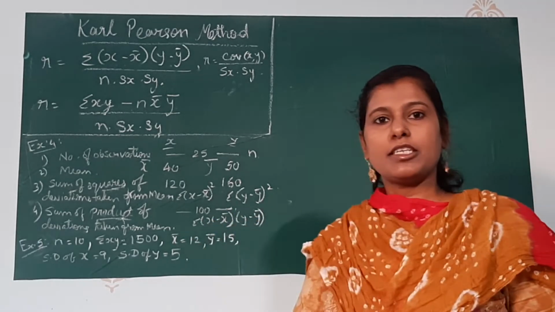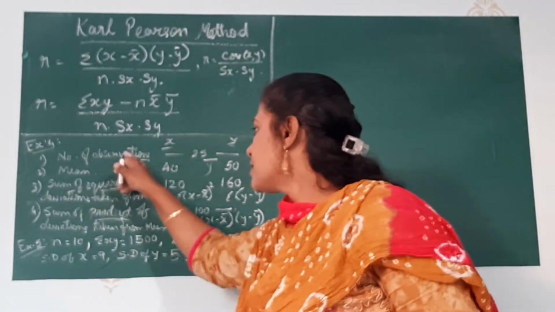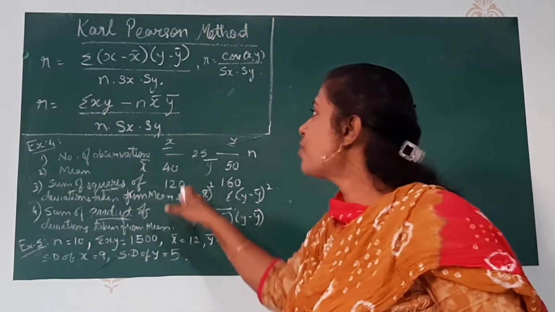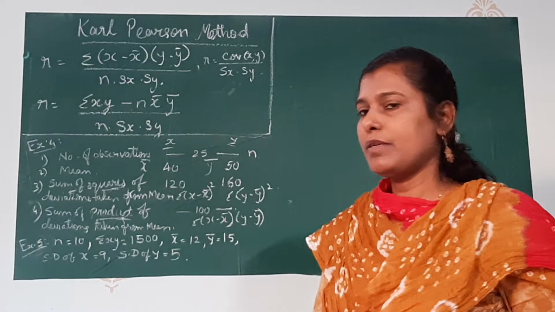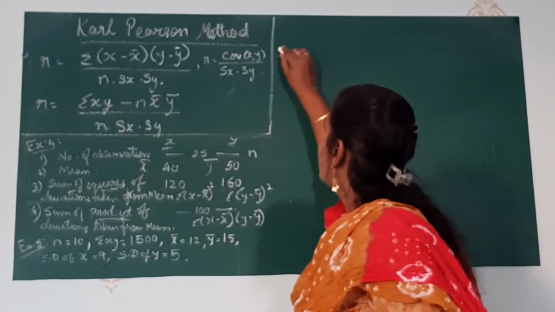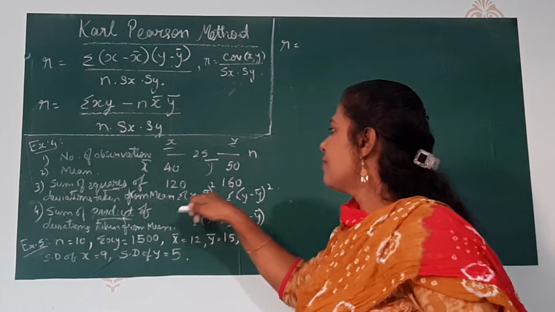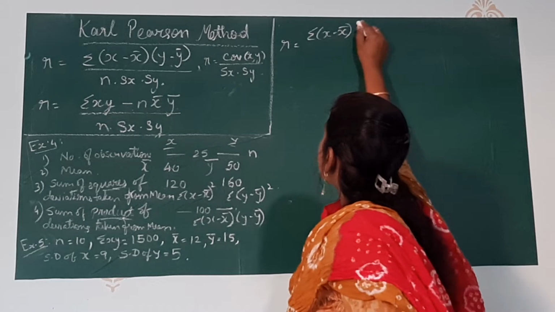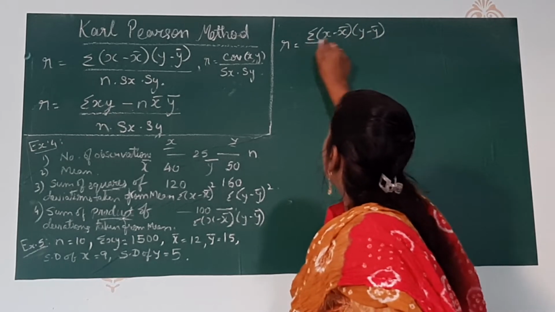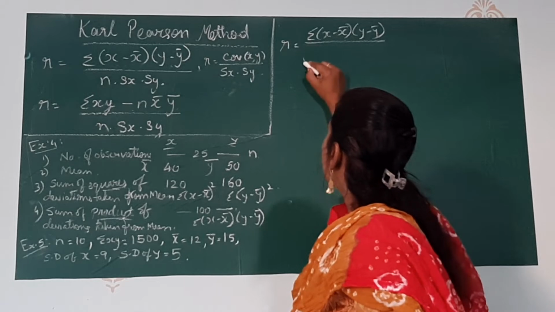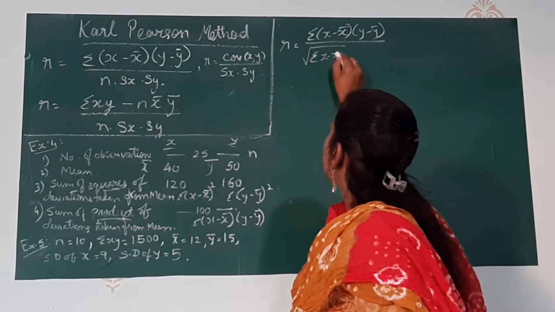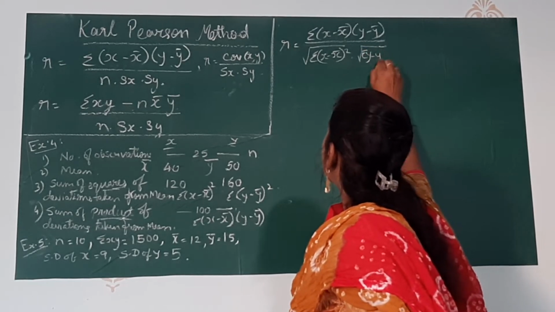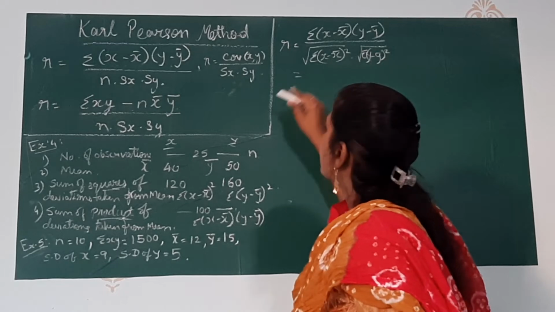Product means multiplication. See, the sum is given in the form of statements. You have to take the values for the formula properly, otherwise your sum will be wrong. So here, which formula will we use? We will use the first formula of r, that is sigma x minus mean into y minus mean upon under root sigma x minus mean the whole square into under root sigma y minus mean the whole square.